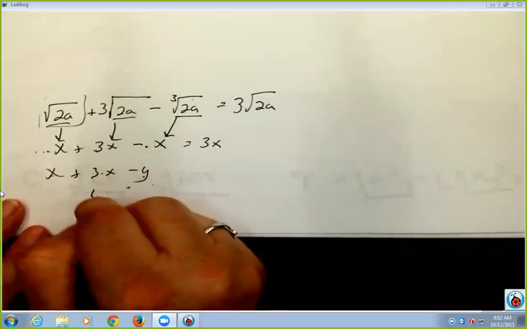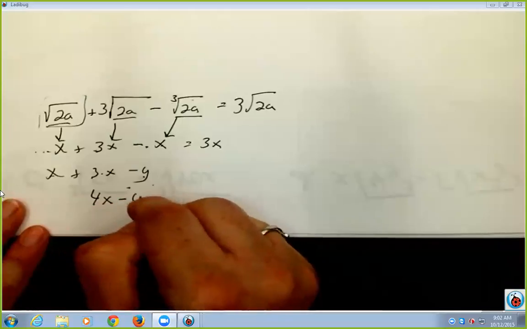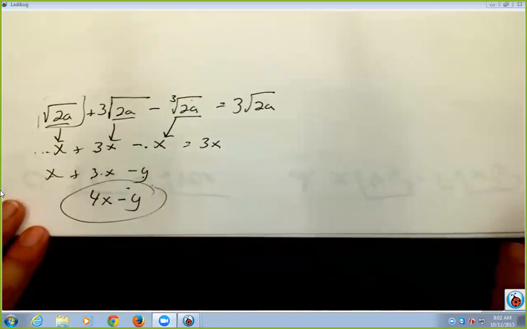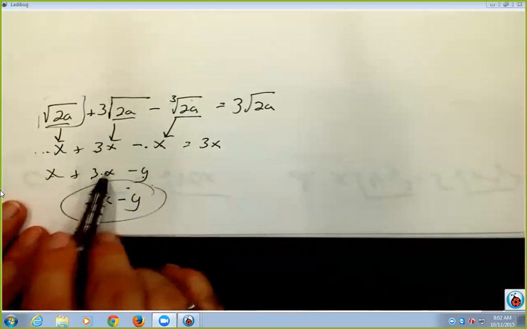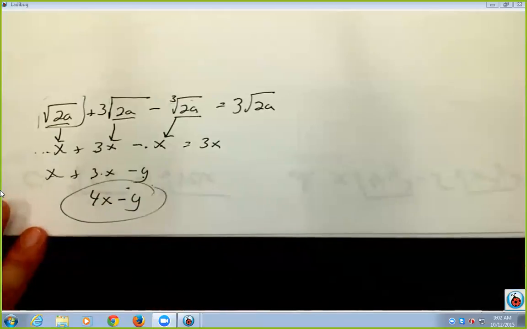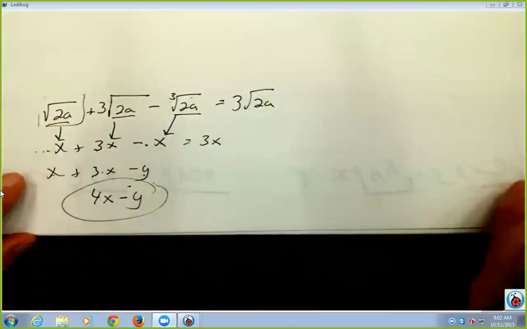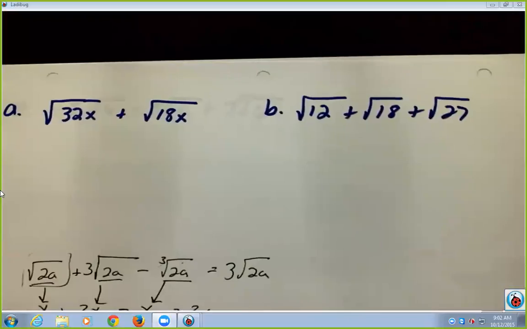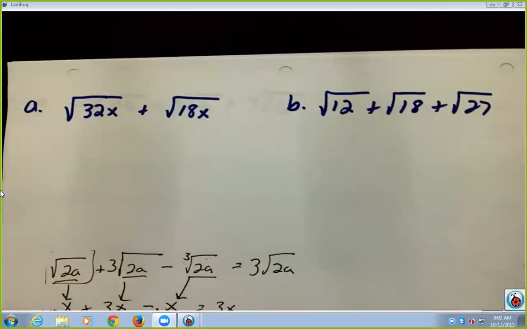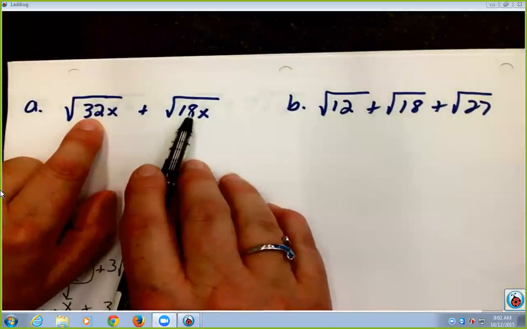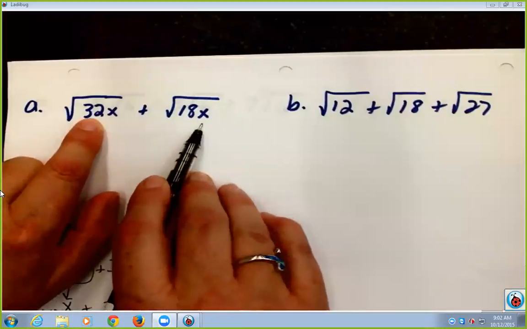If I put these together, I got 4x minus y, and that's as close as I could get to combining those, because they don't match each other, and so they're not even similar. So I have to be careful with that. So when you're combining like terms, they have to look alike. But if I go back up to my example up here, A doesn't look alike at all. If I just look at these two and say, they don't compare and they don't match, right?